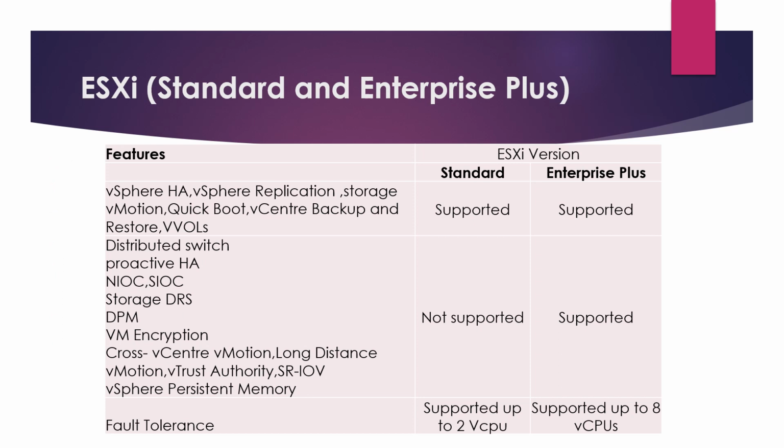What is the difference between ESXi Standard and Enterprise Plus? The following features: vSphere HA, vSphere Replication, Storage vMotion, Quick Boot, vCenter Backup and Restore, Virtual Volumes are supported in both Standard and Enterprise Plus versions. But Distributed Switch, Proactive HA, NIOC, SIOC, that is Network I/O Control and Storage I/O Control, Storage DRS, Distributed Power Management, VM Encryption, Cross vCenter vMotion and Long Distance vMotion, vTrust Authority, SR-IOV, vSphere Persistent Memory, these features are supported only in Enterprise Plus versions.